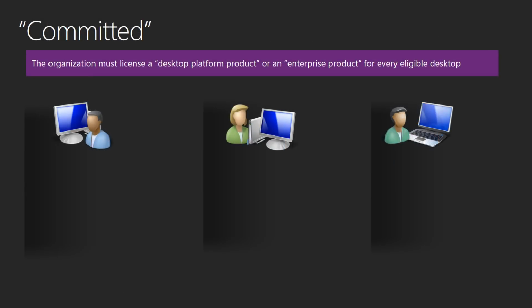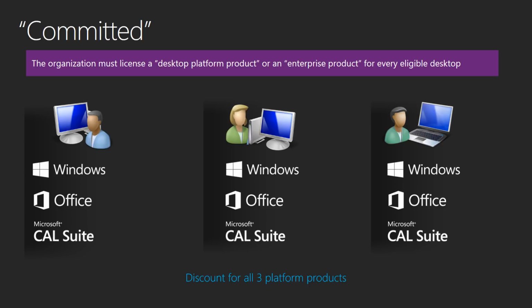Taking an example of a customer who is licensing their desktops, what this idea of commitment means is that the organisation must license what we call a desktop platform product or an enterprise product for every qualified desktop. So what we're saying here is that in order to qualify for one of those 4 program types that we identified on the previous slide, the customer must buy either a Windows license for every desktop, or an Office license for every desktop, or one of the suites of client access licenses for every desktop, and they actually get a discount if they go for all 3 products on every desktop.